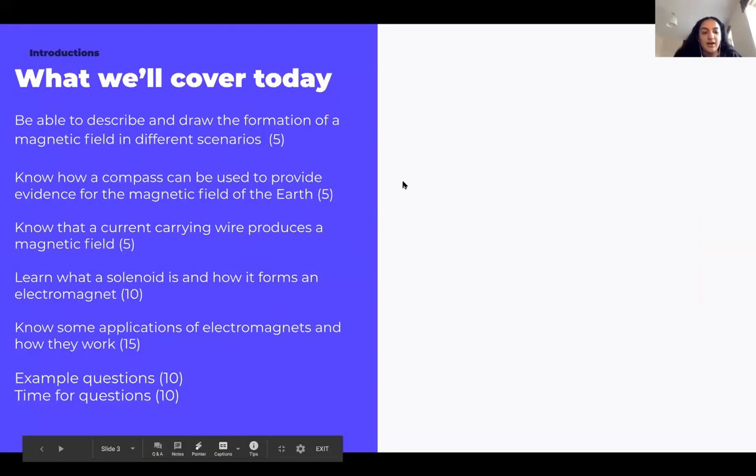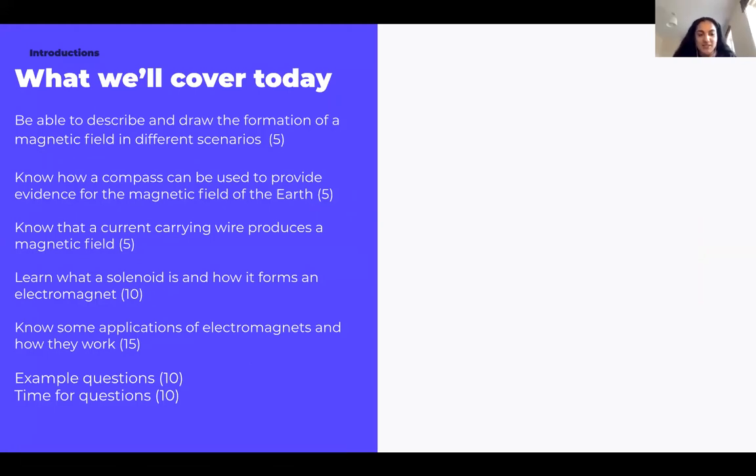Cool. Okay, so what we're going to cover today is quite content heavy, with a few difficult concepts to get your head around. We're going to be talking about the formation of a magnetic field in different scenarios, know how a compass can be used to provide evidence for the magnetic field of the Earth, know that a current carrying wire produces a magnetic field around it, learn what a solenoid is and how it forms an electromagnet, and know some applications of electromagnets and how they work. Then we'll go through some example questions and time for your questions at the end.